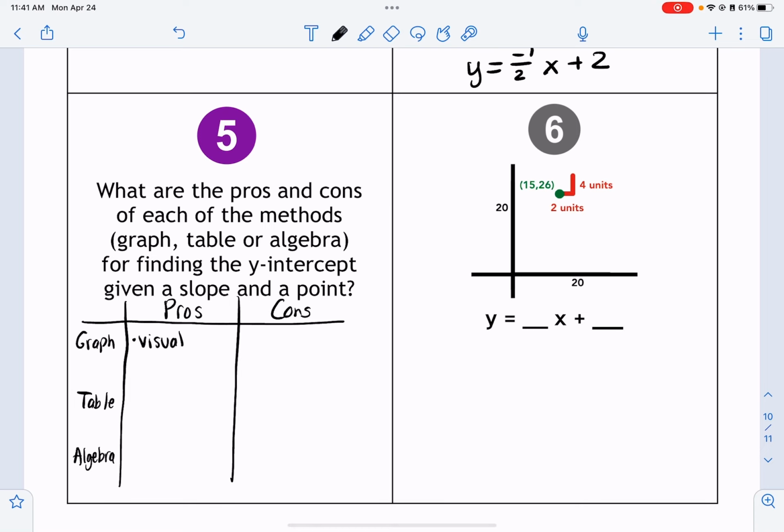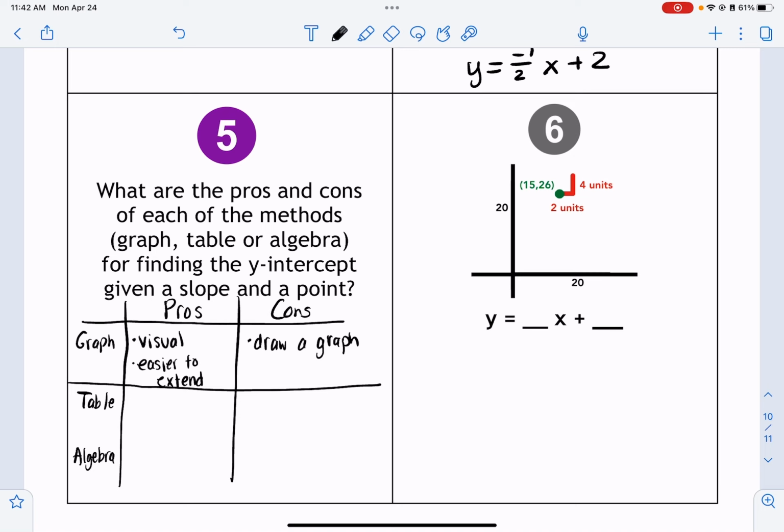We can see a little bit easier what's happening, and it's a little bit easier to extend a graph in either direction, right? We'll say easier to extend. The cons with the graph is we have to draw a graph. If we don't already have one, it will take a long time to make one, right? So sometimes, if the question doesn't give you a graph, it might not be convenient to draw it.